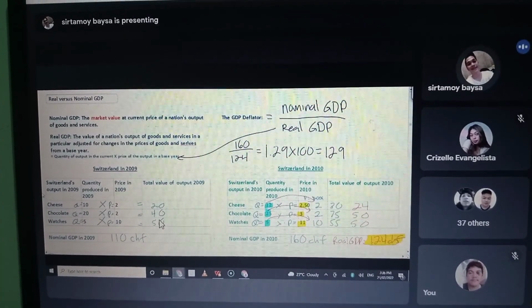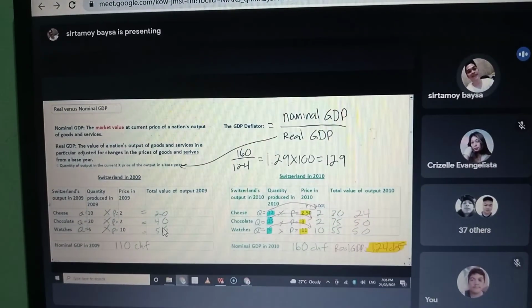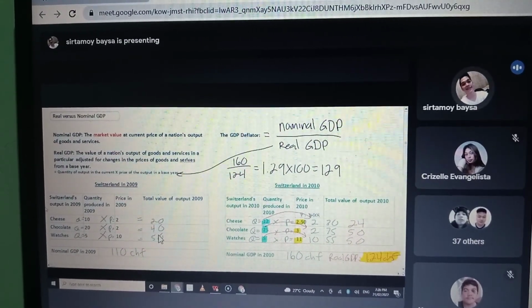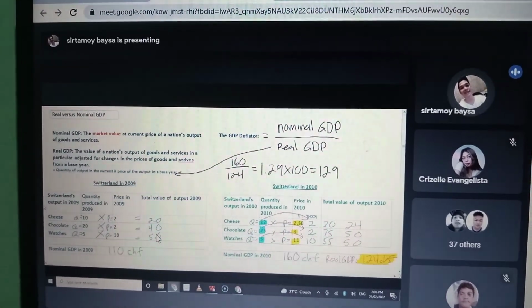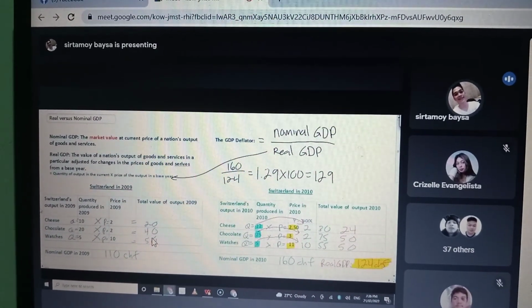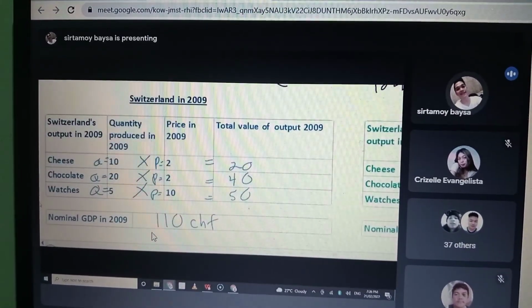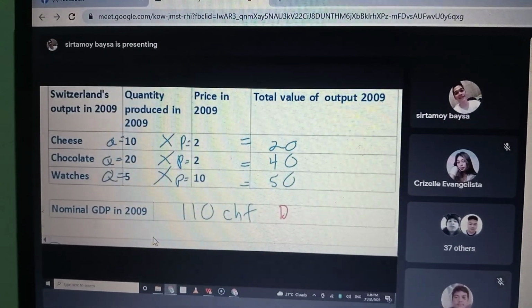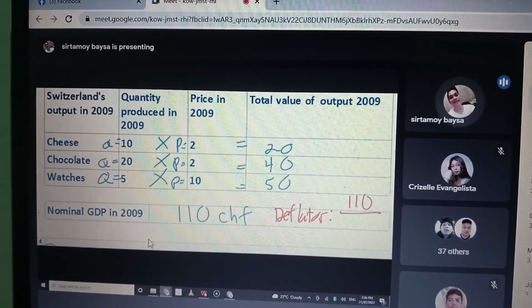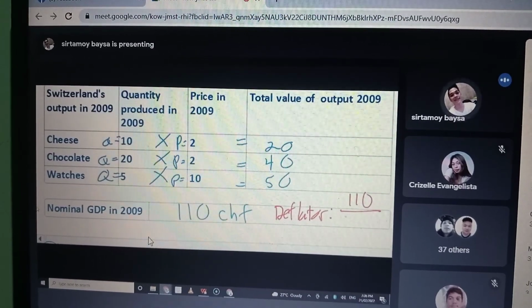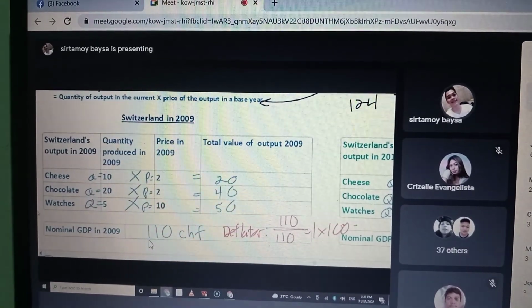So what does this number, 129, tell us? Well, this tells us basically that the average price of goods in Switzerland between 2009 and 2010 increased by 29%. How do we know that? Well, we could find the GDP deflator index for 2009 by doing the same calculation. Since 2009 is our base year, however, the GDP deflator index for 2009 is Switzerland's nominal GDP in 2009, 110, divided by the real GDP. But since the base year in our example is 2009, the real GDP is also 110. That gives us a GDP deflator of 1 times 100, or 100.